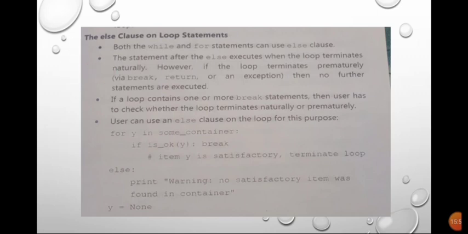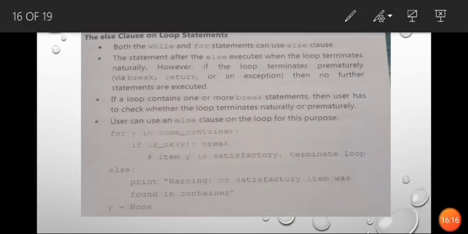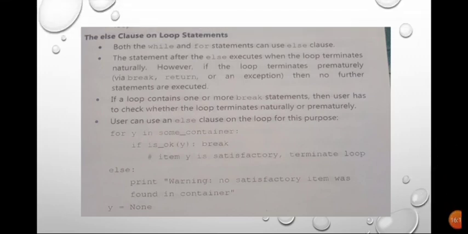So let us see how it is used. for y in some_container: if y is okay: break. If item y satisfactorily terminates the loop, else: print a warning, no satisfactory item was found in container, y = None. What does it mean? Here y is checked in some container. If y is okay, then your loop is terminated. Otherwise, in the else, what is printed? Warning, no satisfactory item was found in the container. Then y is equal to None.